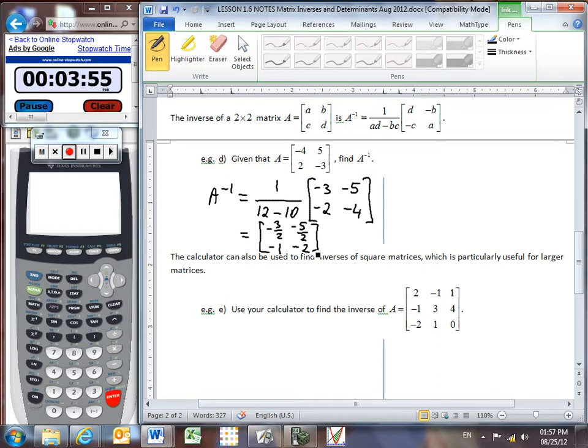Now then, let's just prove this to you. Let's multiply A times this thing that we believe to be A inverse and verify that we do indeed get the identity matrix. And so I've got A, negative 4, 2, 5, negative 3. And I've got A inverse, negative 3 halves, negative 5 halves, negative 1, negative 2.